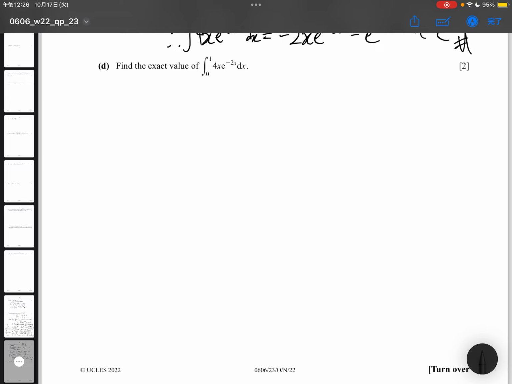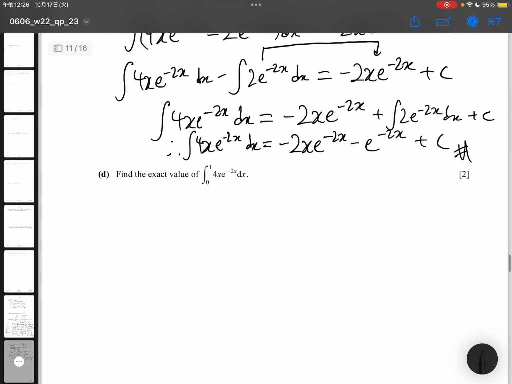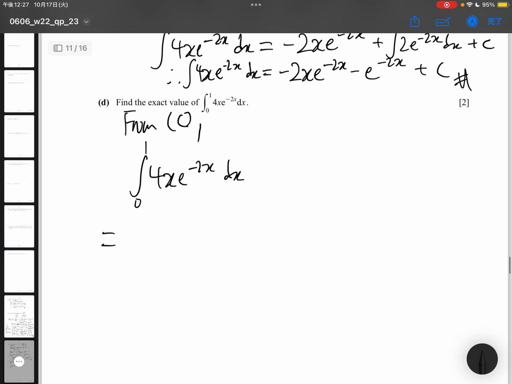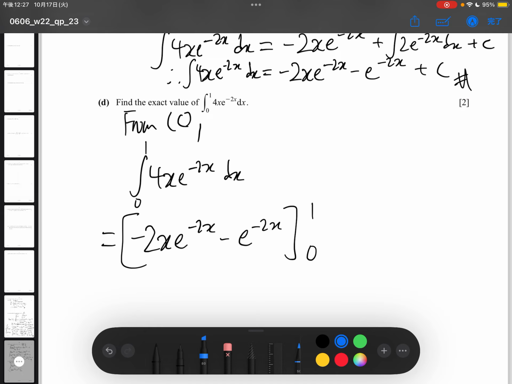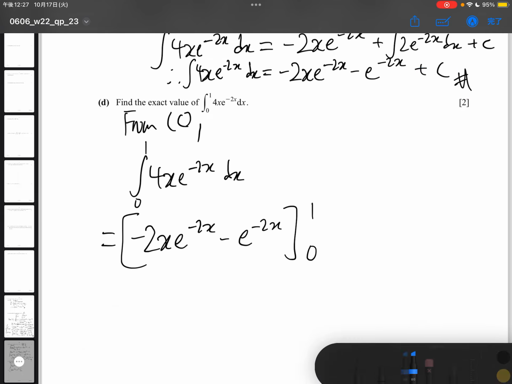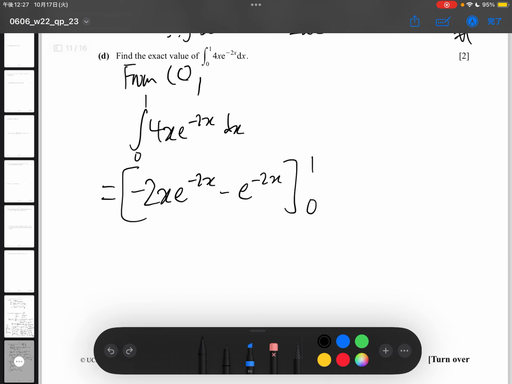Part D wants you to find the exact value of this. In this case, we have an upper and a lower limit, so we are dealing with definite integrals over here. I can use my answer from part C to help me find the integral from 0 to 1 of 4x e to the power negative 2x dx. And then I'll use this: negative 2x e to the power negative 2x minus e to the power negative 2x. Since we are dealing with definite integrals, we can disregard our arbitrary constant c, which is this one over here.